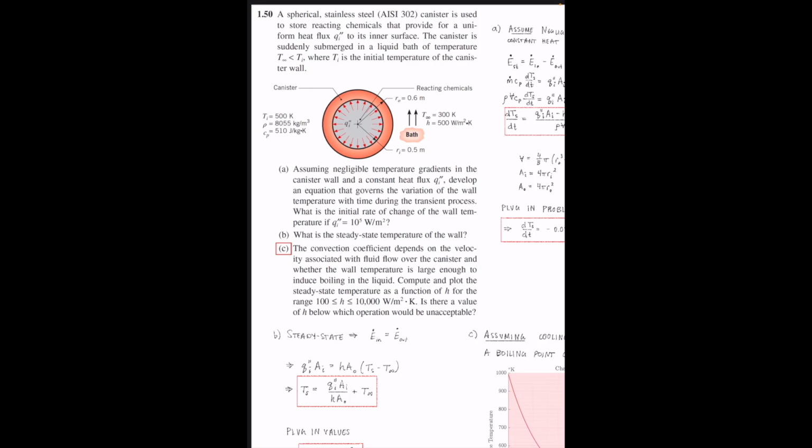The first part asks us to develop an equation that governs the variation of the wall temperature with time during the transient process, assuming that there are negligible temperature gradients in the wall. And given an interior heat flux, find the initial rate of change of the wall temperature.